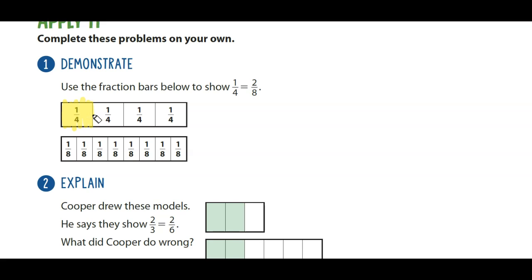1/4 is equal to how many eighths? How many? Well, if I just drew a line down like this, oh look, 1, 2, 2 eighths. Plus it tells you right here, 1/4 is equal to 2 eighths, and they're just showing it on the fraction bar. 2 eighths.